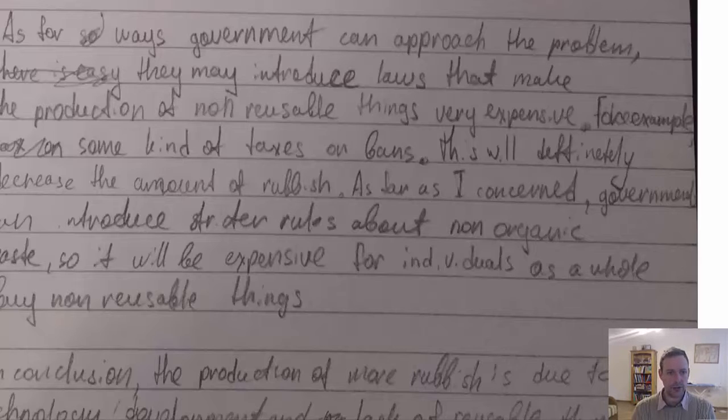I suppose government, so I'll go for mistakes. As the government can approach the problem, they may introduce, okay, maybe you could mix it up a little bit. They may introduce, they may possibly, maybe put in an adverb. They may possibly, they may well, to make the production of none of the things vary. Okay, for example, some kind of taxes on bans.